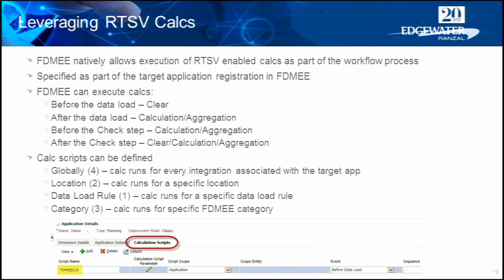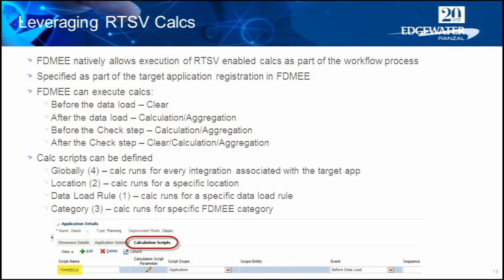I can do them at kind of different levels. I can set it globally for the entire application. So I can say, all right, when I run a data load process, this calc script always gets invoked and always gets called regardless of where it's being run, for which data set it's being run.